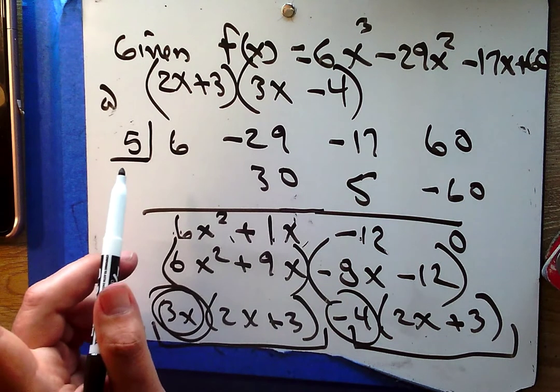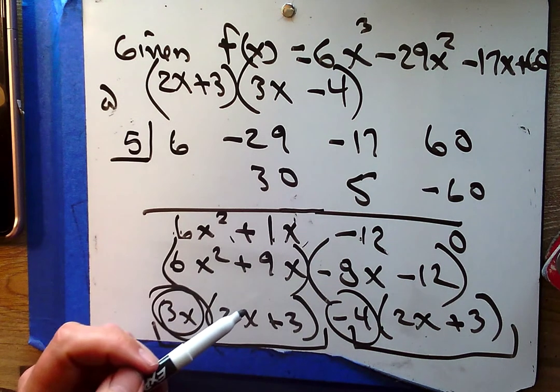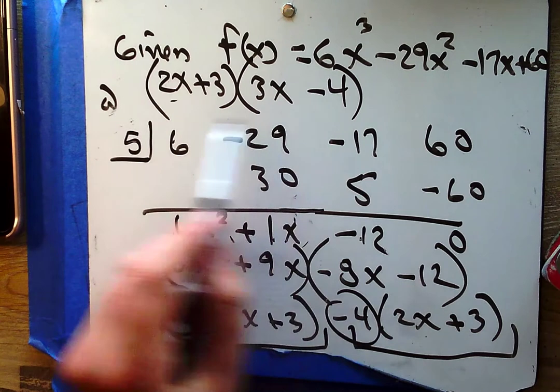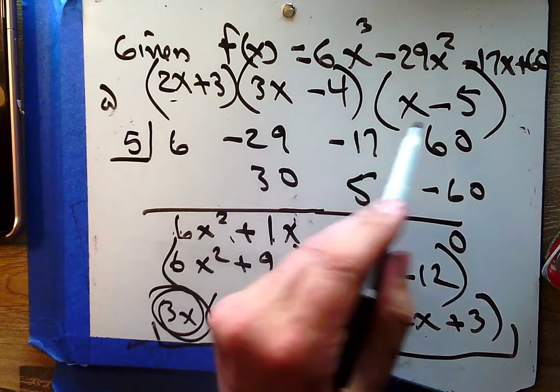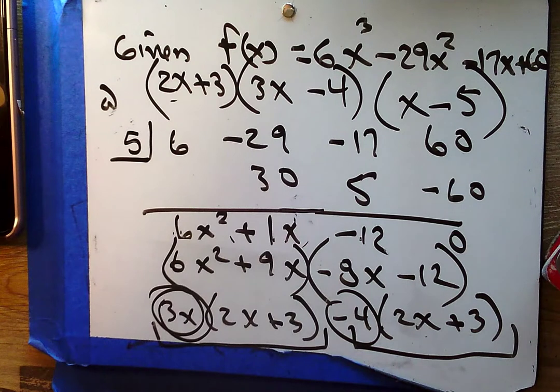Oh, but wait, that's not the complete factored form, is it? These are only the remaining factors. Don't forget, we needed that one as well. Now this would FOIL out to a cubic. Okay.